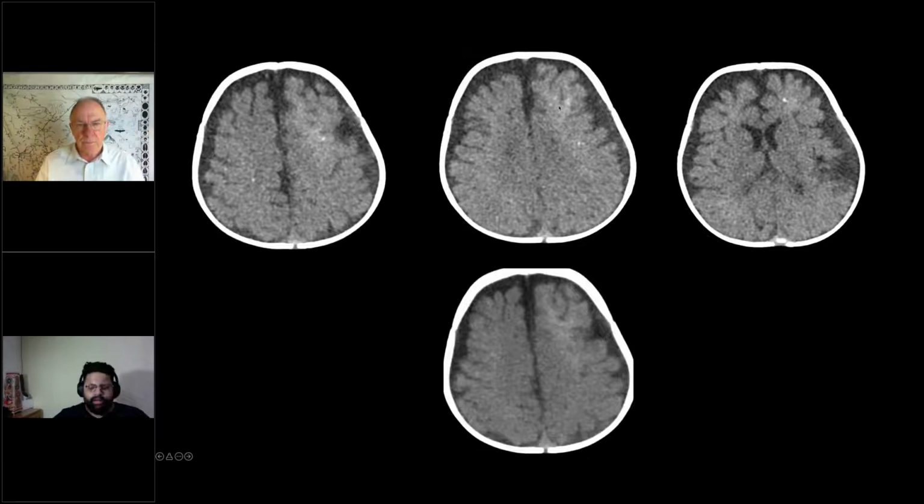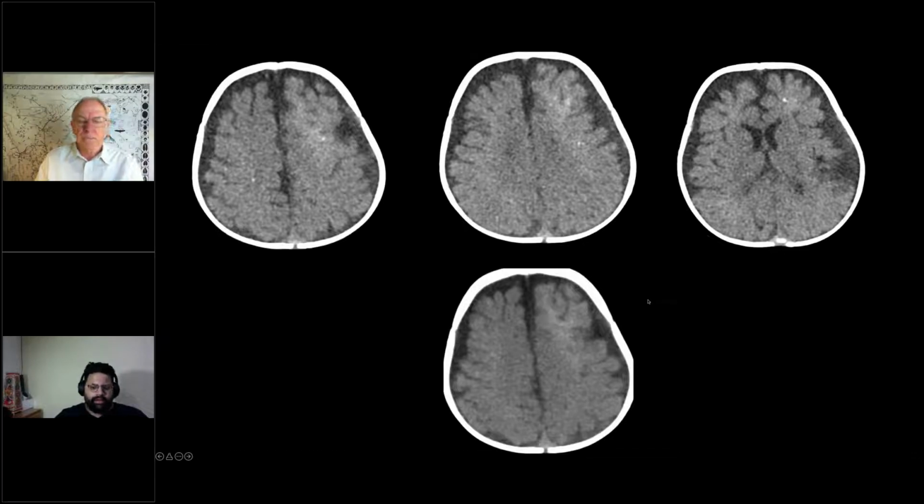Okay, probably I'll just do it from here. So there are some hyperdensities in the cortical regions on both sides. Yeah, calcification, predominantly in the bilateral region, predominantly the left frontal region.